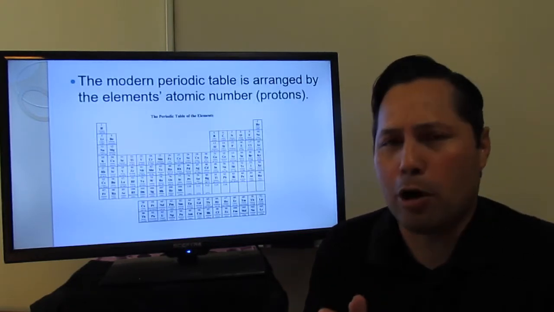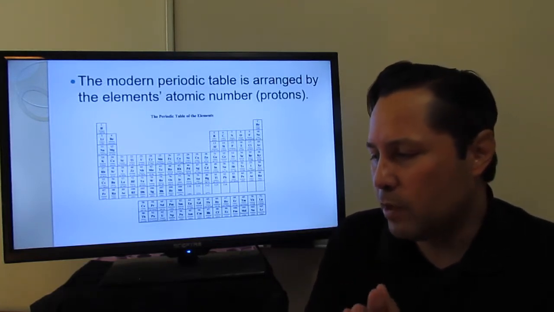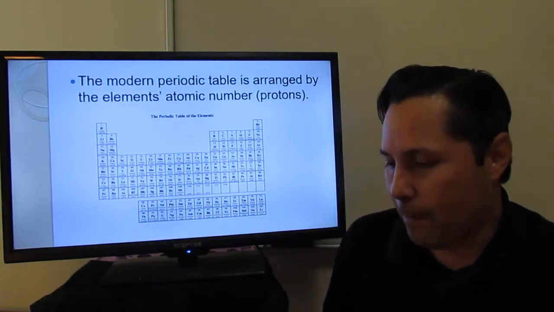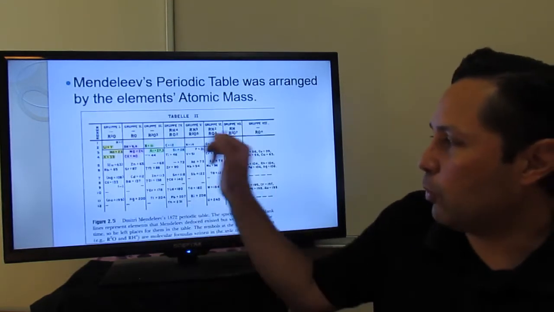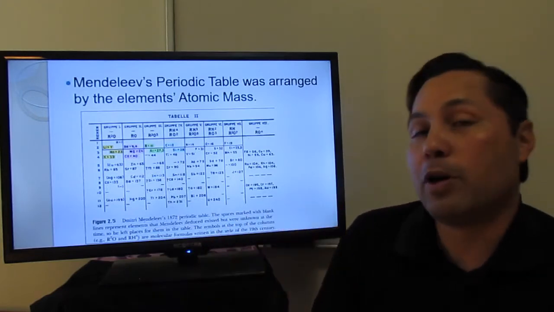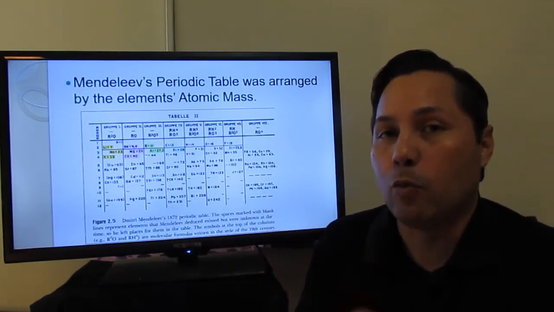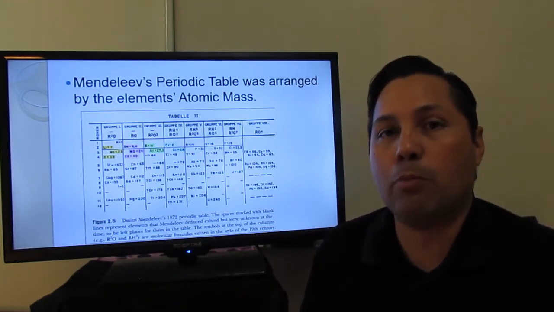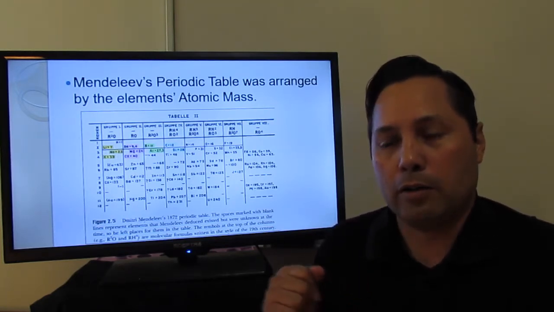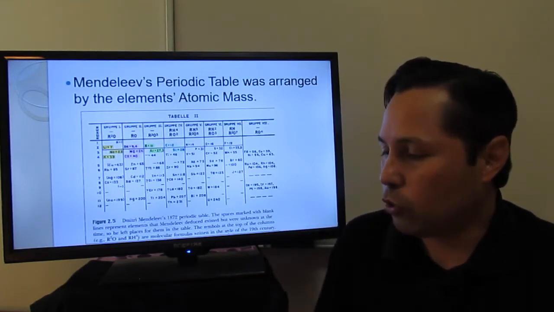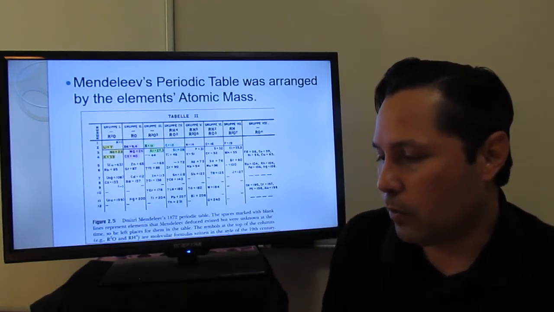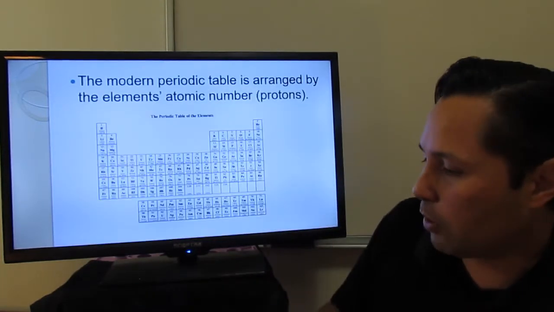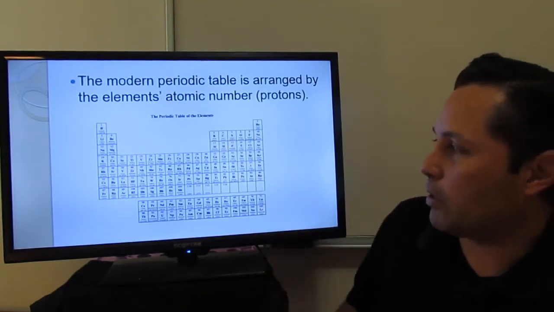Now let's get into the modern periodic table. The modern periodic table is arranged by the element's atomic number, which is the number of protons. If we go back to Mendeleev's, you will not see any protons. All of these are weights. Mendeleev arranged his periodic table by the weight of the element, how heavy it is. The new periodic table is arranged by the number of protons for each atom. So that is a very different arrangement. Mendeleev's was arranged by the mass. Modern ones are arranged by the number of protons, the atomic number.